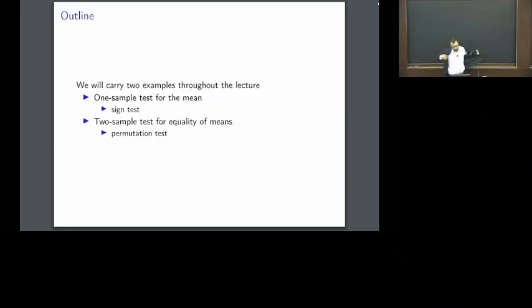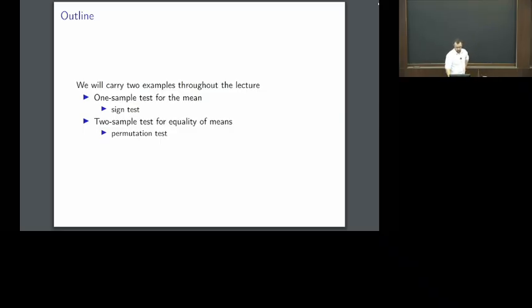There are two examples that we'll carry out throughout the lecture, step by step, as running examples. There'll be the one sample test for the mean, which is going to be a sign test, and then the two sample test for equality of means, which is what you may think of as A/B testing, and is the type of test you're typically running when you have a Fisher test in an experiment for a policy or a drug, with a treatment and a control group. But we want to think about how to do that on observational data.